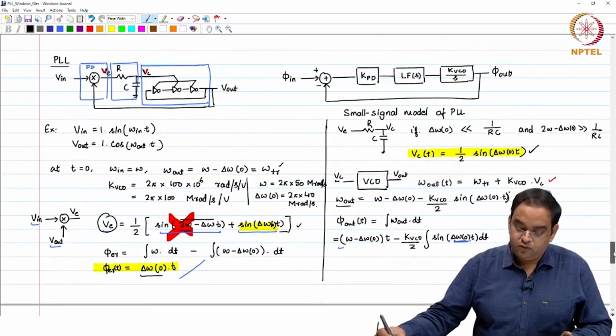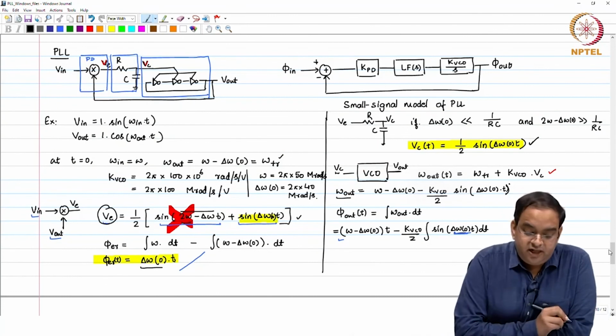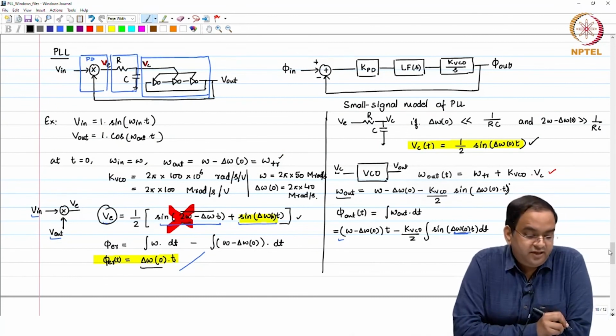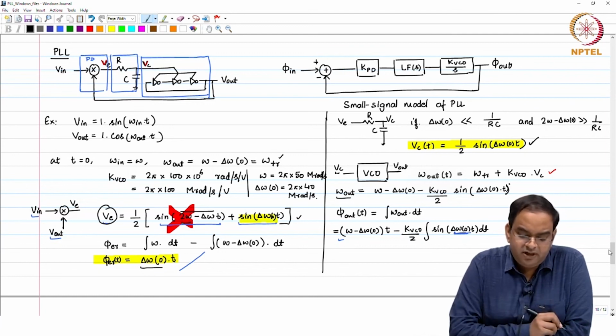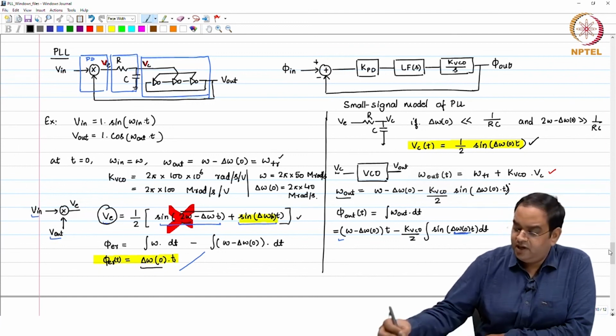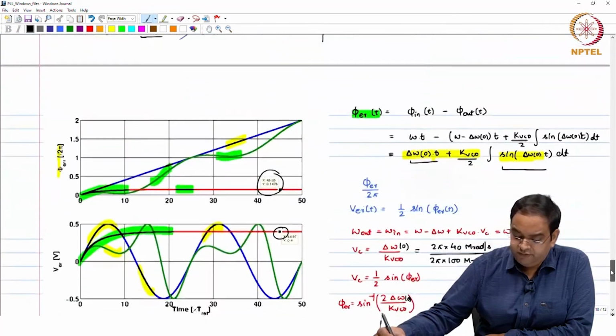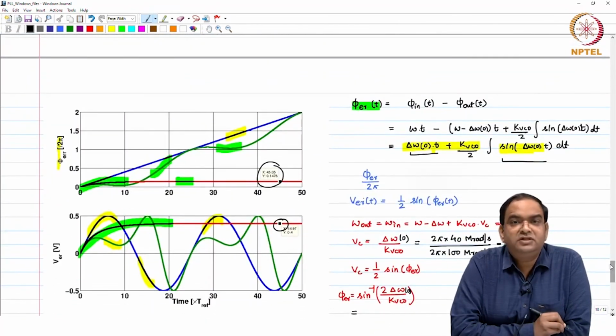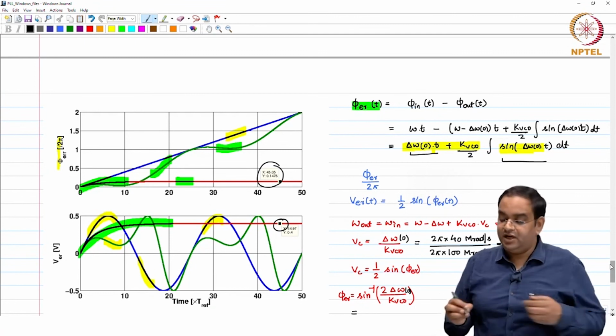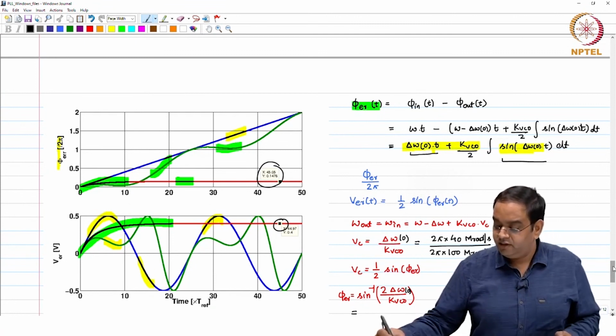Okay. So, now what we understand from this particular analysis is, given the frequency error, how the PLL locks, how the waveforms at different parts of this simulation will look like. Okay, different parts of this PLL block diagram, how will they look?